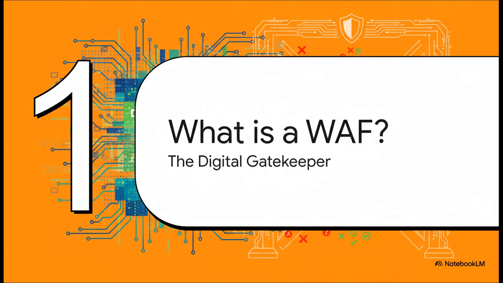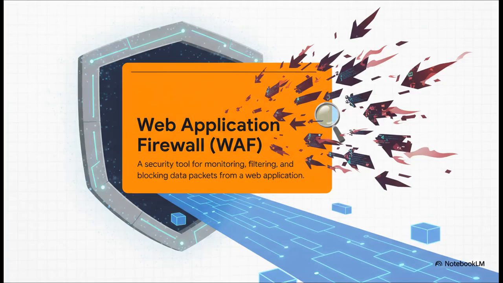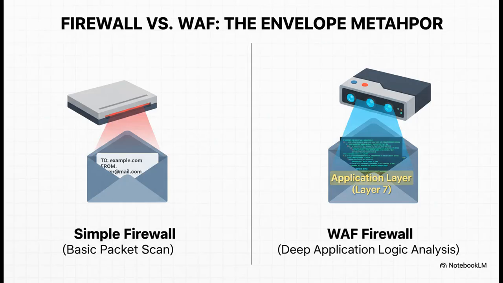So, what is this thing, this digital gatekeeper? Let's get right into what a WAF actually is. Okay, so a Web Application Firewall, or WAF for short, is basically a shield. It stands right between a web application and the rest of the internet. Its job is pretty simple, but absolutely crucial: to monitor, filter, and block any malicious data that's trying to get through. You can think of it like a high-tech security checkpoint for all the traffic flowing to and from that app. And this is really the secret sauce right here, Layer 7.